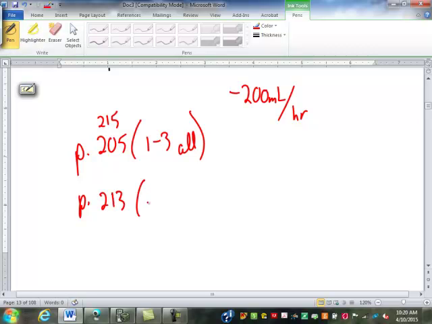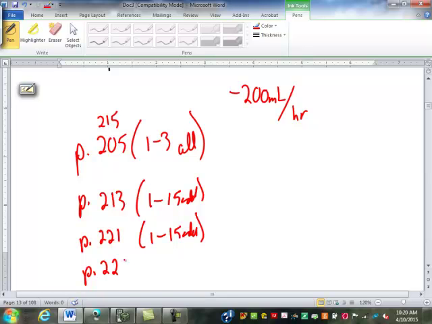213 through 217, 1 through 15, the odds. 221 through 222, 1 through 15. Might have another typo on there too. It says 1 through 155. Oh, that's not too many to do. That's pretty good. Yeah, on page 226, 1 through 15, the odds.